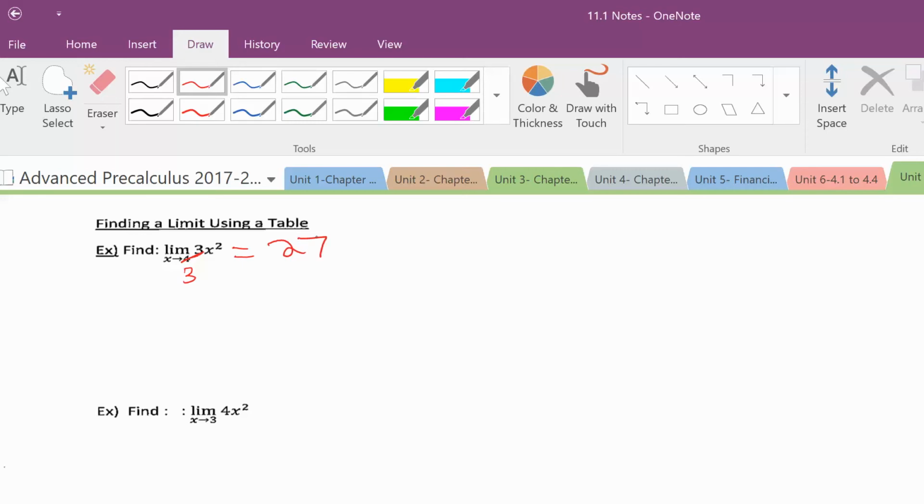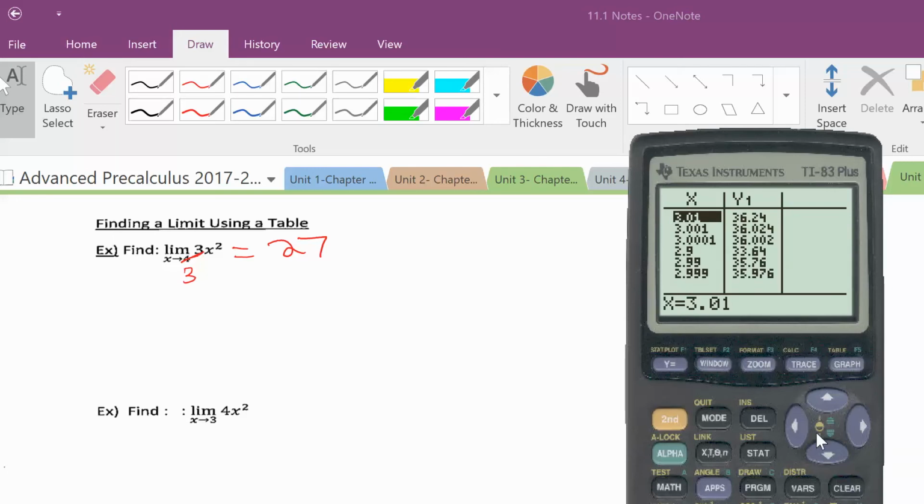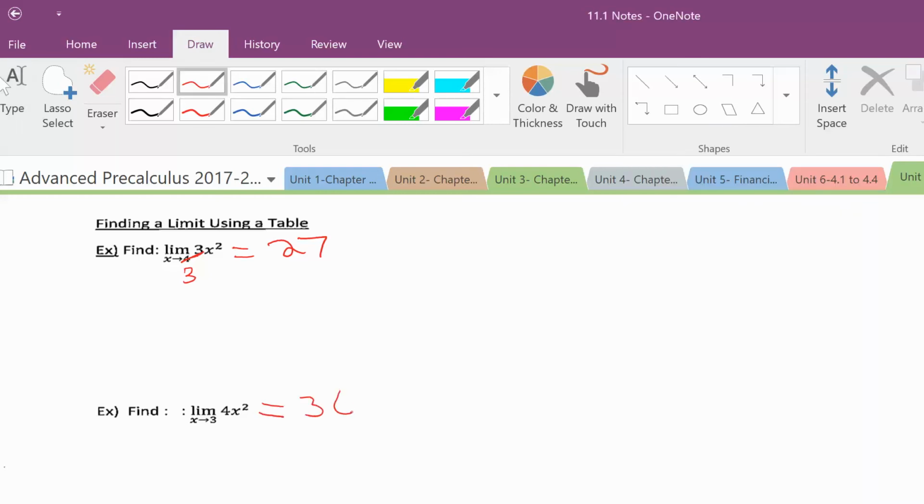Now you can do the same thing for 4x squared as x approaches 3. You change it to 4x squared, and when you go to the table, your other values will still be there, but it'll change them in terms of what you have. Since we already did it as it approaches 3, the numbers are there. As it approaches 3 it is going towards 36, 2.99 almost, and a little bit more than 3, it's going to 36.002. So we say the limit as x approaches 3 of 4x squared is 36.